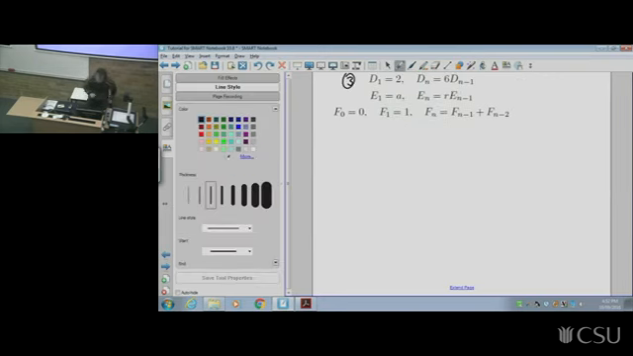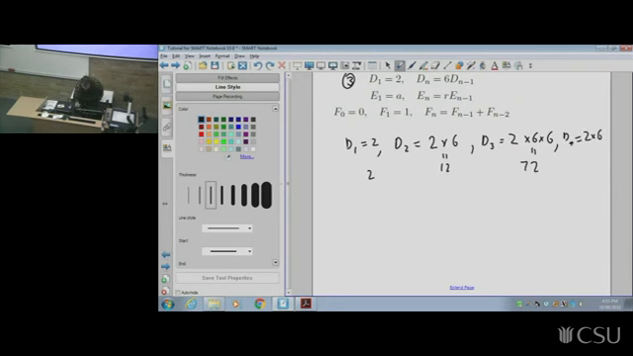The third one. Here, D1 is 2. D2 is, in this case, instead of adding 6, you multiply by 6. So it's going to be 2 times 6, which is 12. D3 would be 2 times 6 times 6, which is 72. And D4 would be 2 times 6 times 6 times 6, so there are three of them, which is 432. And it keeps going up.